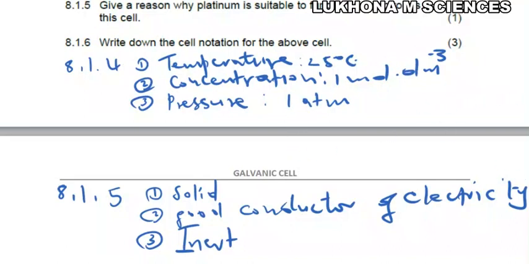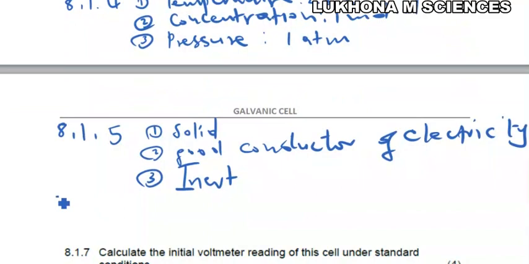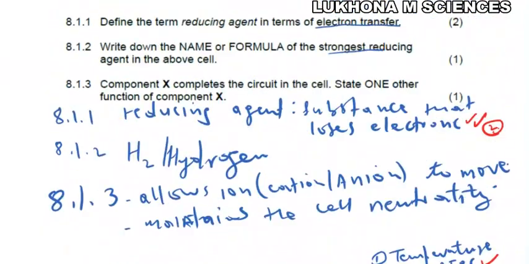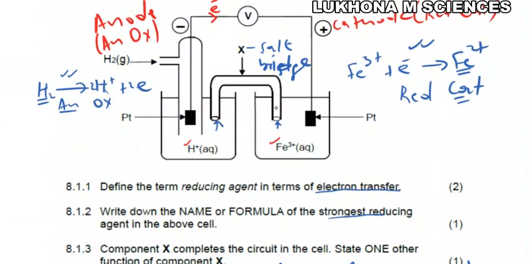Write down the cell notation. When you write the cell notation, that is number 8.1.6. First thing that you need to do is to draw the salt bridge, and you must know that on your left will be your anode. This is the salt bridge. Then on your right, there will be a cathode. Now let's go to the cell with the anode and see what is happening there.